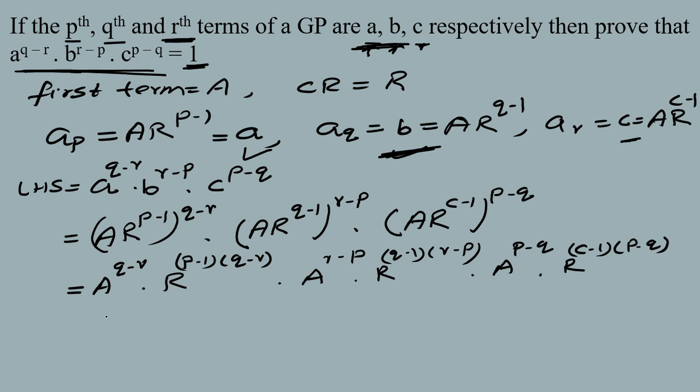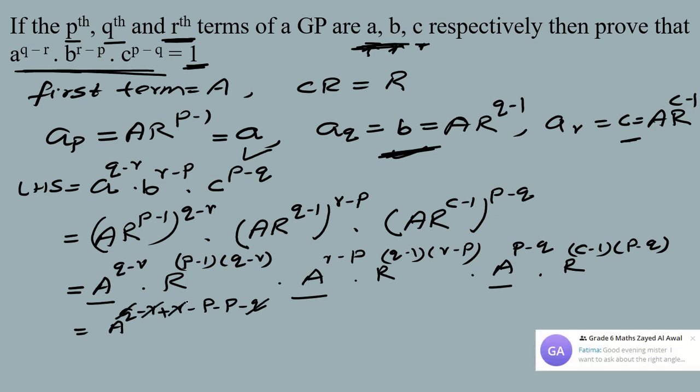Okay. Now, see all the terms of A, just write them together and add the powers because all of them are in multiplication. So it is A to the power Q minus R plus R minus P plus P minus Q. And here you can see all the powers will be cancelled out, because this is positive Q, this is negative Q. Negative R, positive R, negative P, and positive P. So P is also cancelled out.